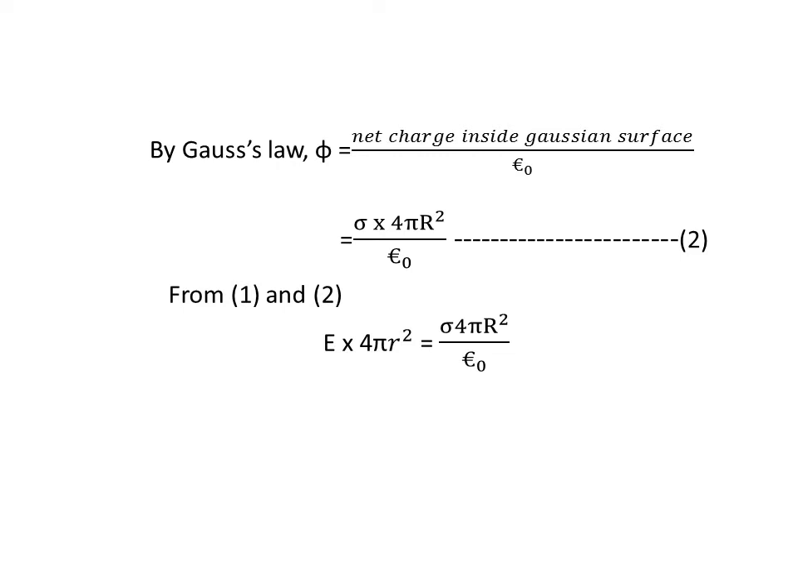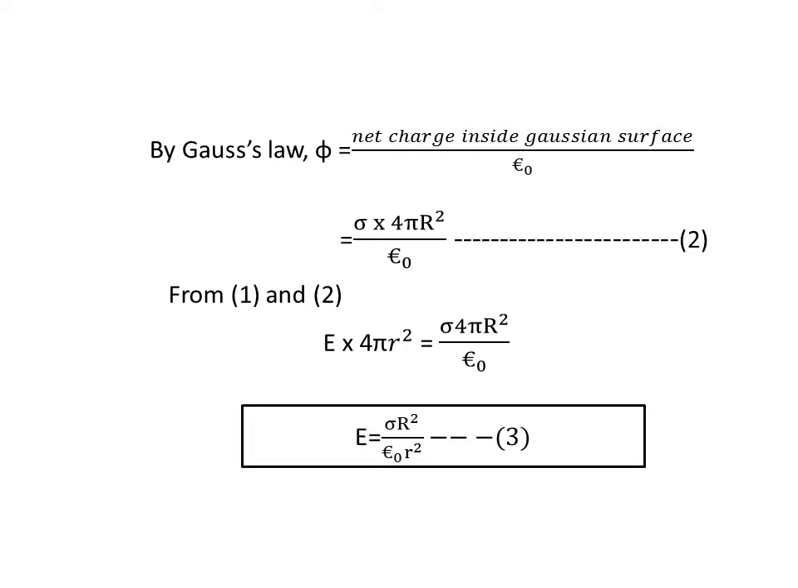E into 4 pi r square equal to sigma into 4 pi capital R square by epsilon 0. Cancel 4 pi from both sides of the equation. We get E is equal to sigma capital R square by epsilon 0 into small r square.